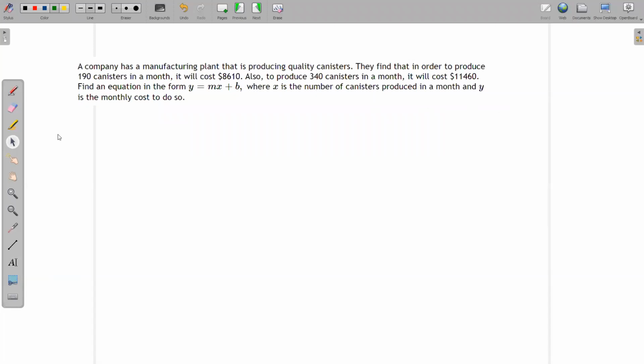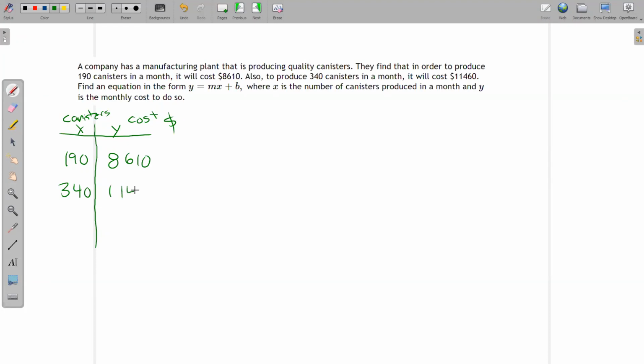All right, so as usual, the first thing I do in a problem like this is I start making a table to summarize the information. And no matter what letters they give me, I like my X's and Y's at first, and then I like to state what they are. So X are my canisters, and Y is the cost, my dollars there. And I know that 190 goes with $8,610, and 340 goes with $11,460. And so as usual, the first thing we do is we find the slope.